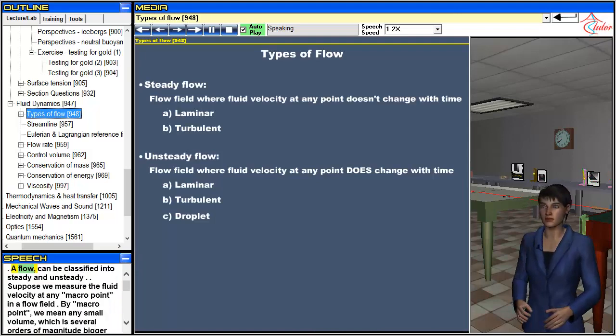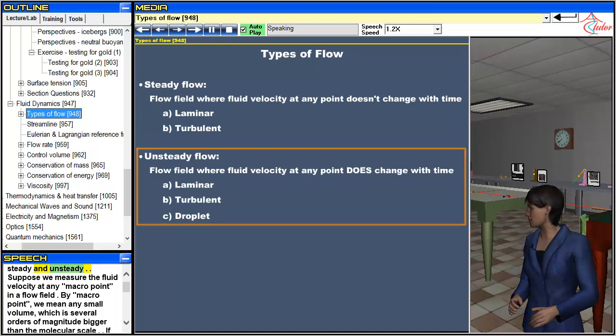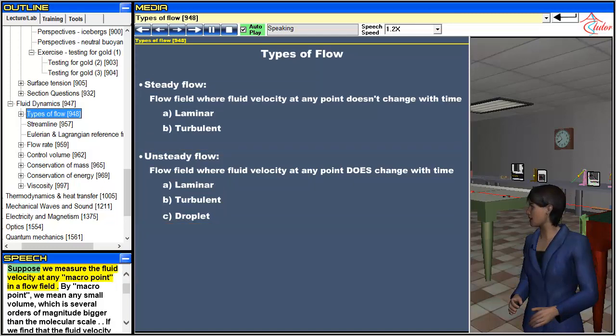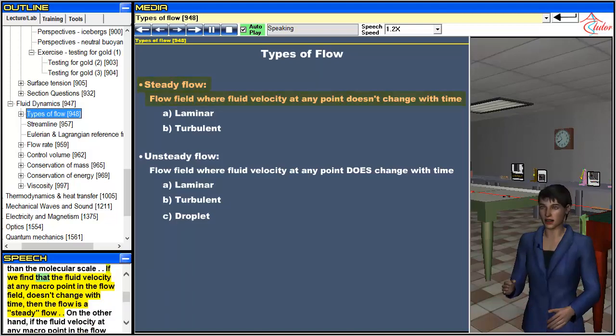A flow can be classified into steady and unsteady. Suppose we measure the fluid velocity at any macro point in a flow field. By macro point, we mean any small volume, which is several orders of magnitude bigger than the molecular scale. If we find that the fluid velocity at any macro point in the flow field doesn't change with time, then the flow is a steady flow.